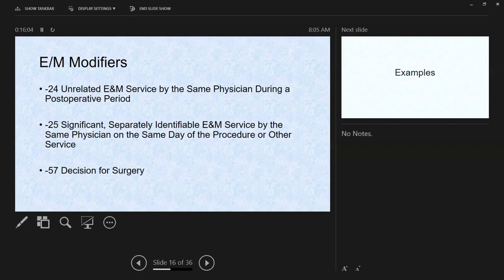I mentioned modifiers. There are 3 modifiers that we need to know about. And again, you don't need to remember the numbers of the modifiers, but understand that these modifiers exist and why they exist.